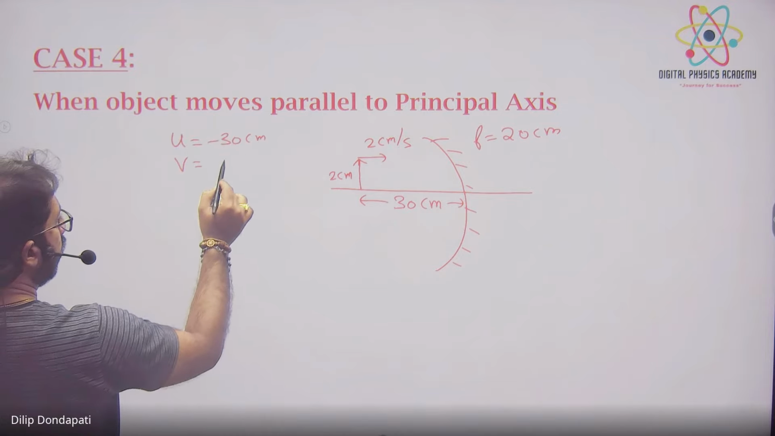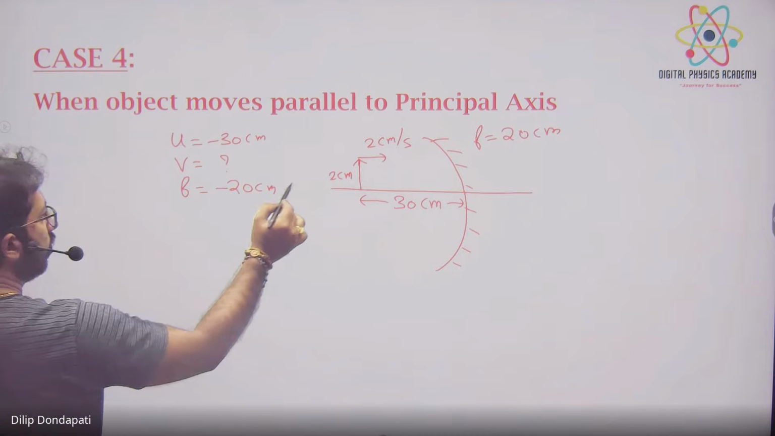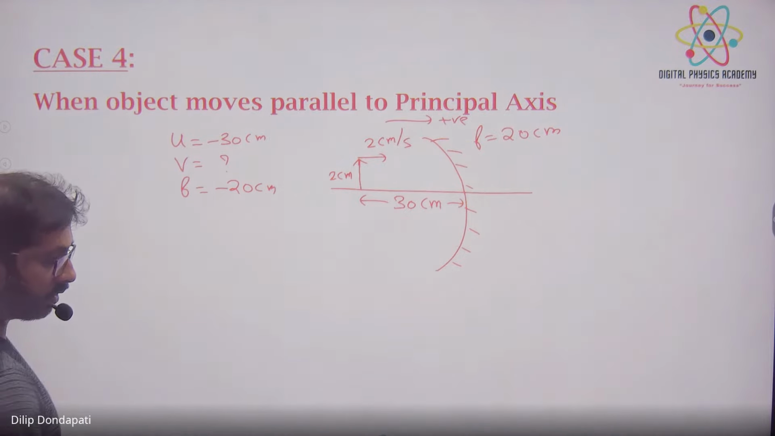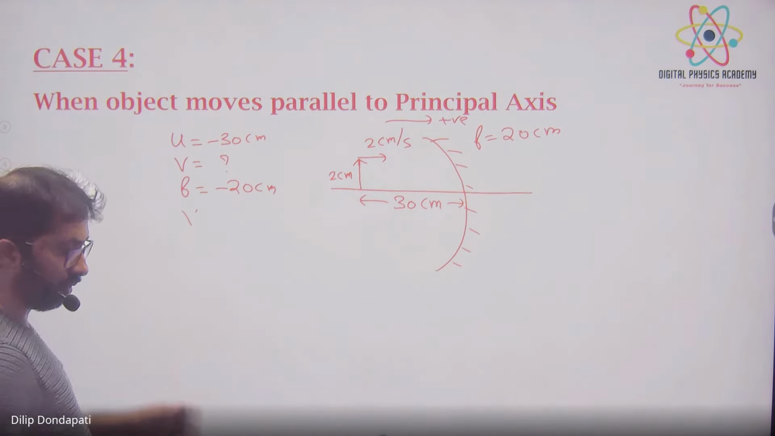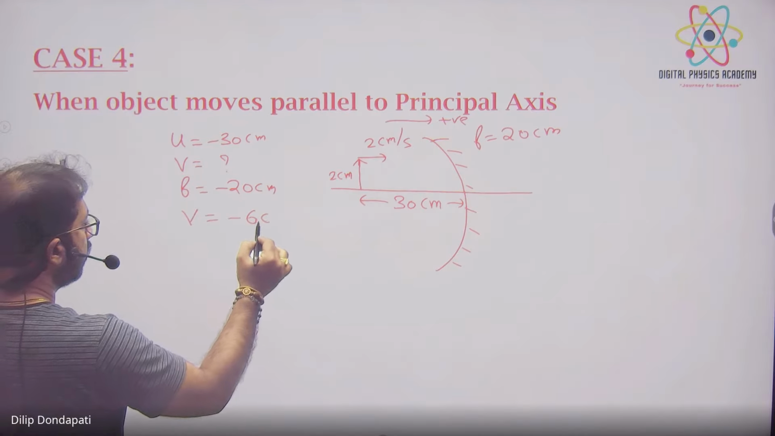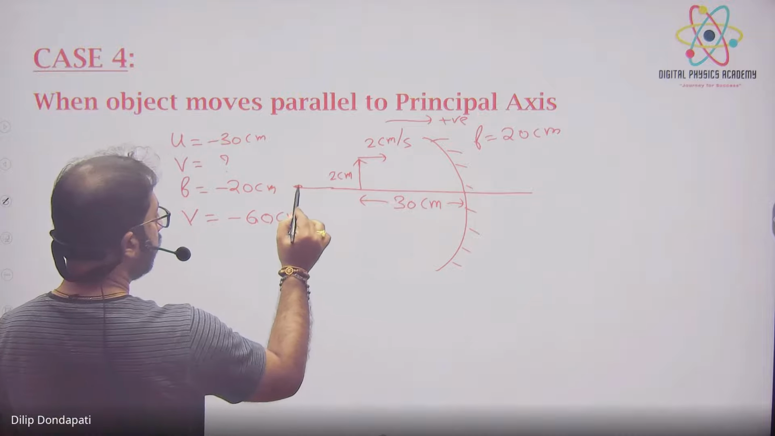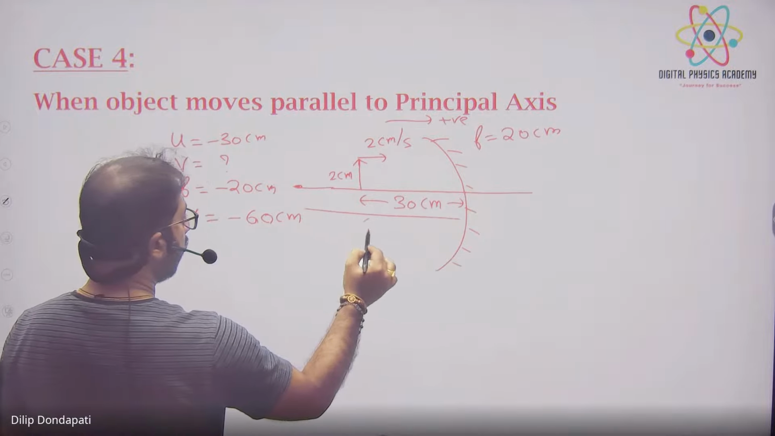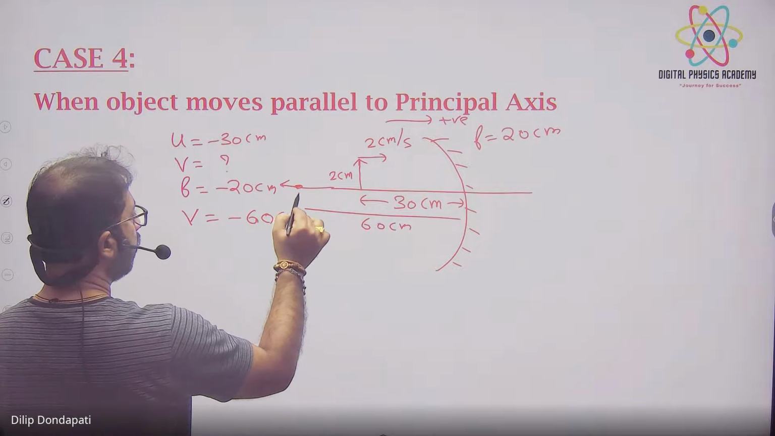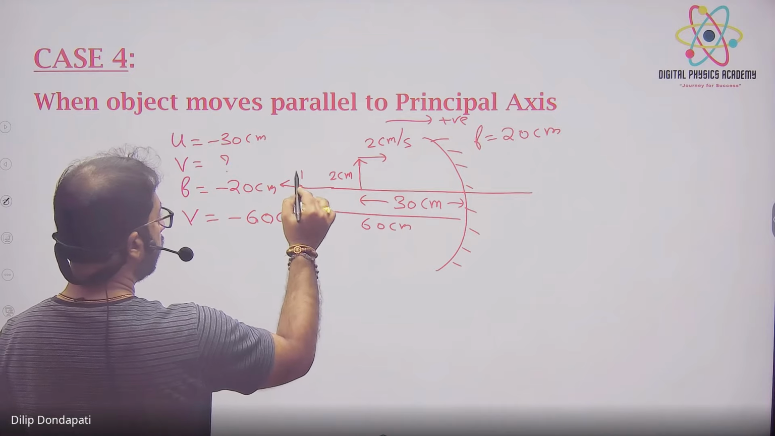We have to find F, which is minus 20 centimeters, because this direction we take as positive. Find v: minus 60 centimeters. Yes, minus 60 centimeters. मतलब ये इधर से minus 60 centimeters दूर में इस तरफ जाएगा, we don't know. Okay, image distance इधर है, image.